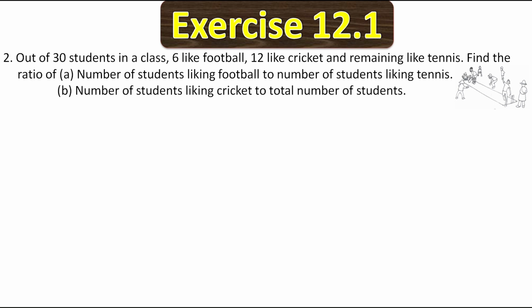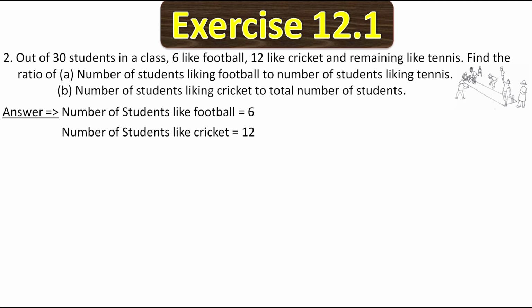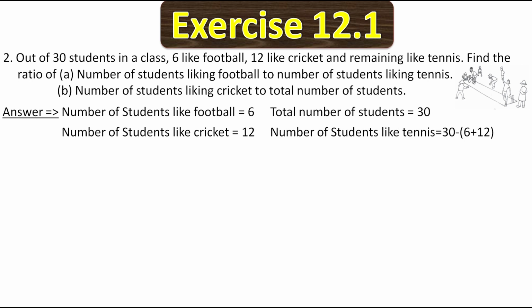So first of all, we will write the given things. That is, number of students like football are 6 and number of students like cricket are 12 and the remaining students. So first of all we will write total number of students, that is 30. Now to get the remaining students, we have to subtract 6 plus 12 from 30. So I got the answer as 12. Therefore, the number of students like tennis are 12.